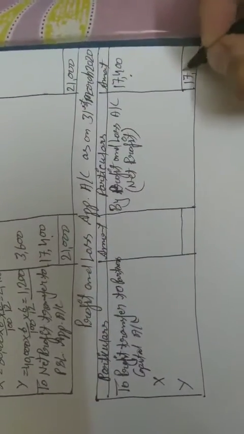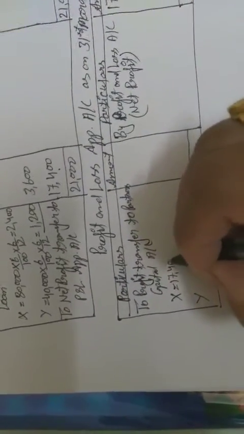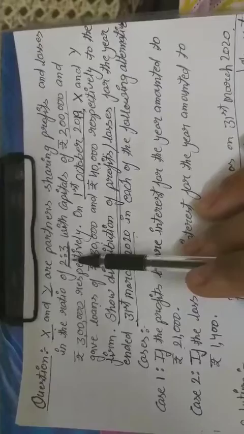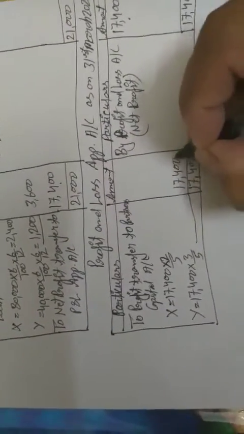The partners are X and Y. So 17,400 for X: 17,400 multiplied by 2 by 5. Why 2 by 5? Because X's ratio is 2 and Y's ratio is 3. So 17,400 will be distributed among the partners, for Y 3 by 5 of 17,400.